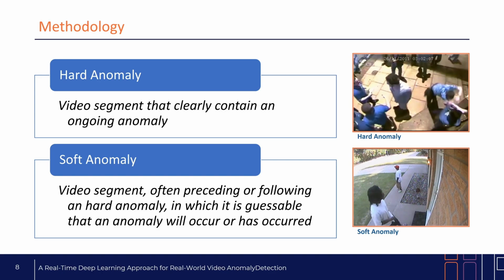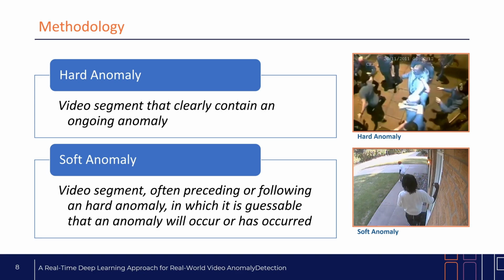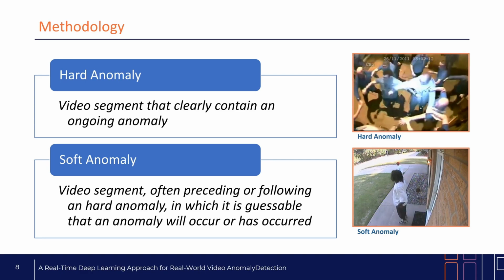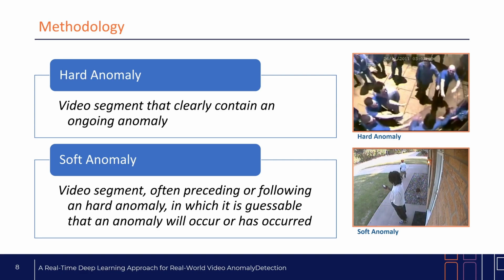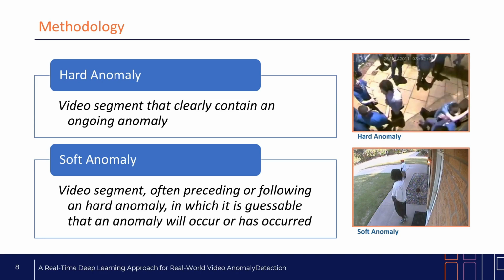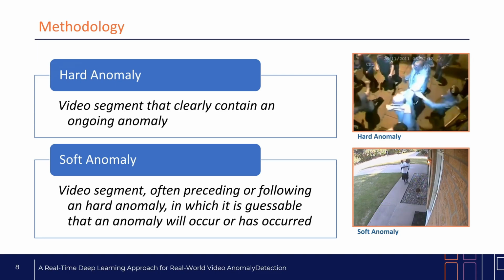Soft anomalies cannot properly be considered normal segments as they have ambiguous behaviors in them. However, they cannot be considered true anomalies as well, as they do not contain real crimes. Labeling soft anomalies as completely normal or completely anomalous should therefore be avoided in order to improve training quality.